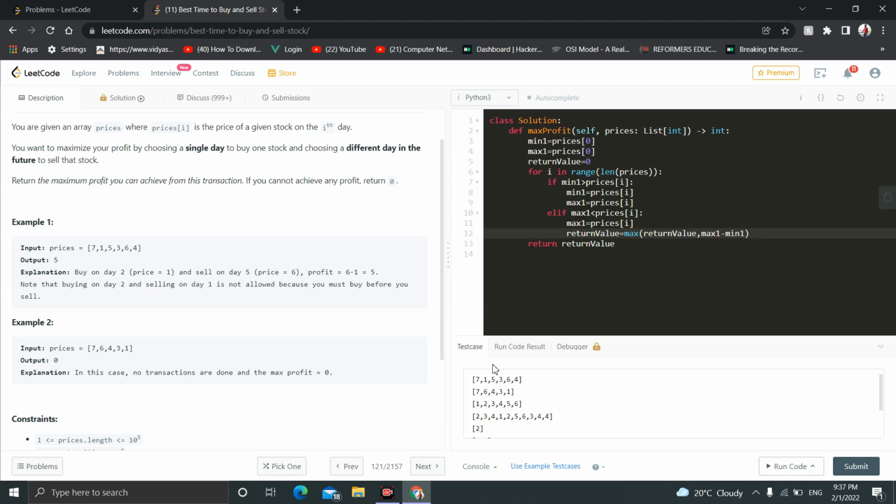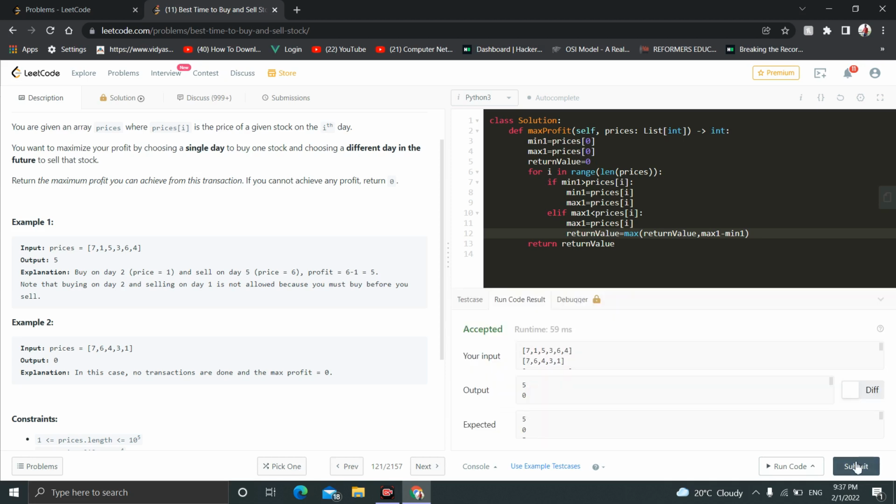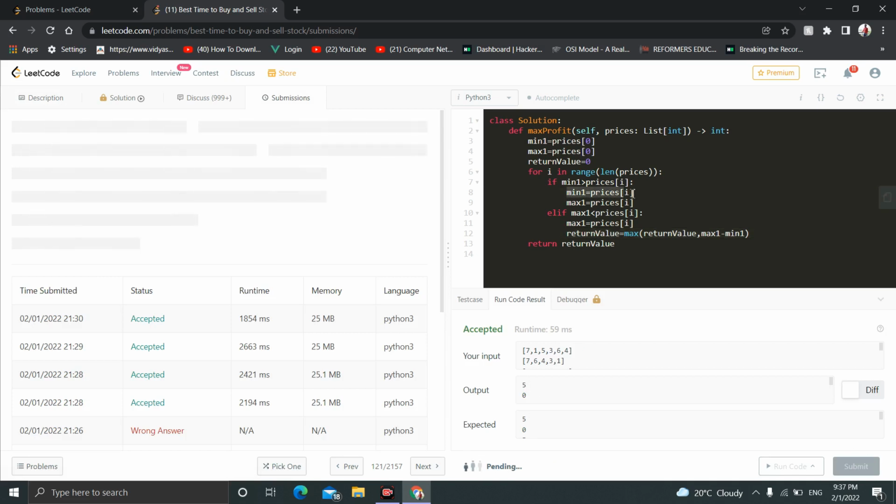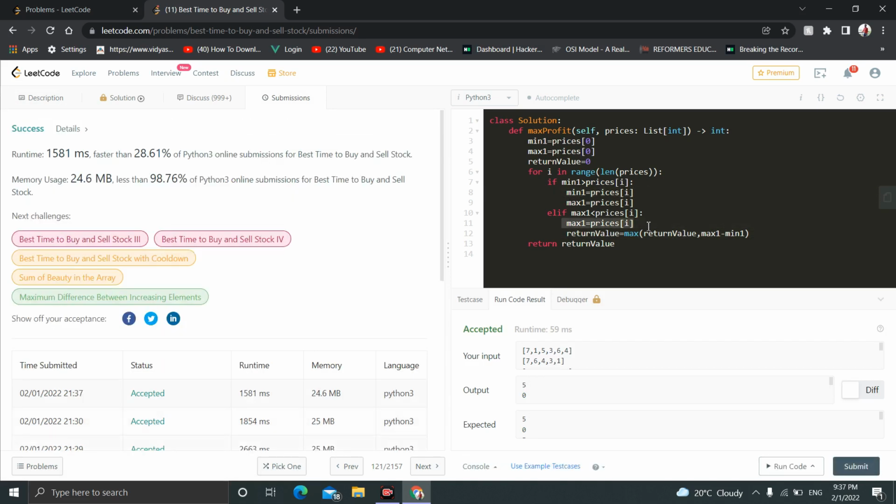There are multiple cases, as you can see, and all have been done properly. So let's try to submit it. Here you are keeping track of and storing the minimum value. Here you are storing the maximum value. So it has been done properly. And as you are getting the maximum value, you have to keep track of the maximum profit which you have gotten in your entire iteration.